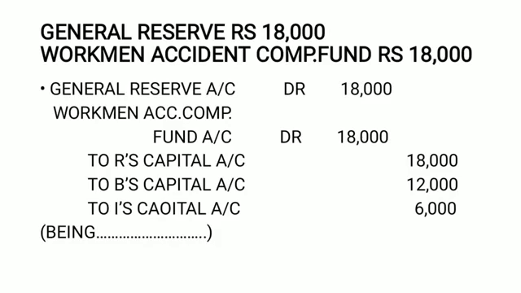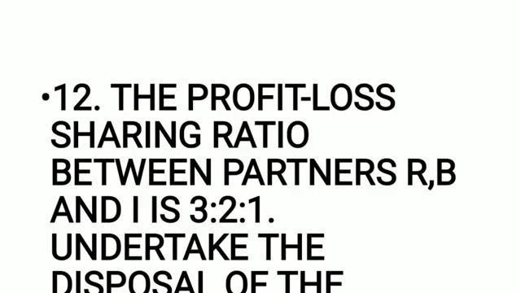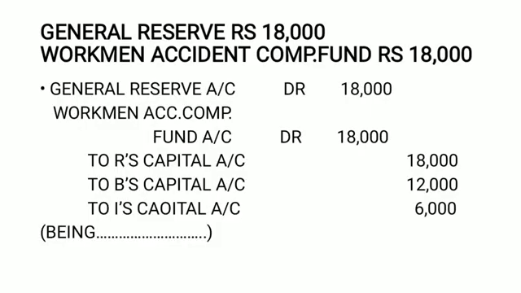You can also compare this with the journal entry that you have understood on page number 279. The first topic, reserves and credit balance of profit and loss account. There you will see reserve has been debited, workman accident compensation fund has been debited and has been credited to partners' capital accounts. Who are the partners? R, B and I. What ratio? 3:2:1. This amount has been distributed in the ratio of 3:2:1.